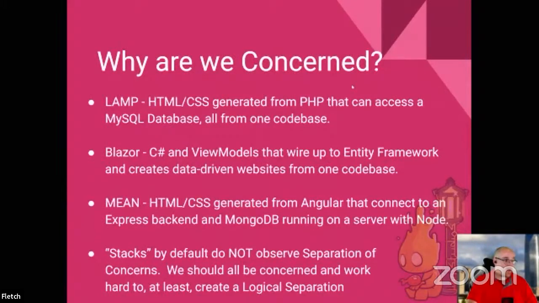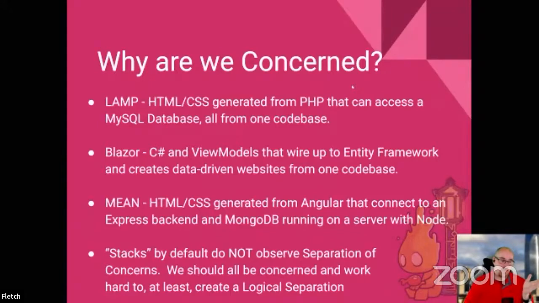We've got stacks and stacks of stacks. LAMP stack, Blazor, MEAN stack. There's lots of really cool stacks that we have up there. By default, they do not observe separation of concerns. As a matter of fact, the opposite. By default, they are tightly coupled, especially the Microsoft ones, but even the LAMP stack, or if you're working with WordPress or something like that, it's just sort of all one thing. It's all a monolith, even if it's a small monolith.